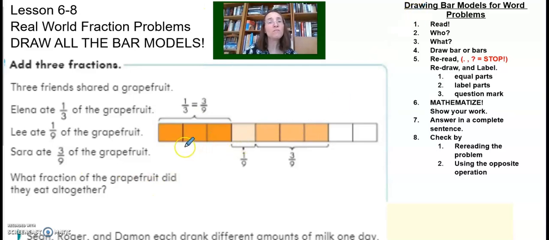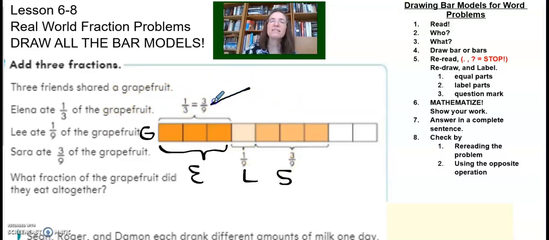Well, let's see. I would have labeled this. I would have called it a grapefruit. And here's Elena. I'm just going to draw this little bracket here and say that this is Elena's part. Oh, Lee ate just one. This is Lee's part. And then here we have Sarah's part right here. I like to label that stuff. And then I notice that I'm trying to add 1/3 plus 1/9 plus 3/9.